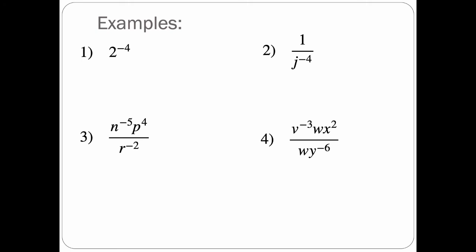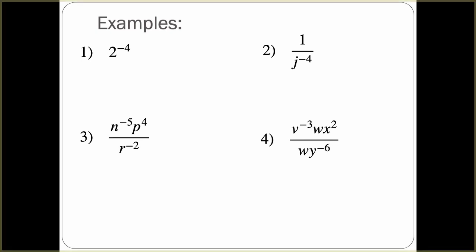So first, let's take 2 to the negative 4th. And what we do first with the negative exponent is we move it. Remember, 2 to the negative 4th is like being 2 to the negative 4th over 1. We flip it, we move the 2 to the negative 4th to the denominator, and we get 1 over 2 to the 4th. And again, if we take 2 to the 4th on your calculator, if you need to, it is 16. So we get 1 over 16. If we have 1 over j to the negative 4th power, again, we are going to move it. Since the negative exponent's in the denominator, we are going to move it to the numerator, and we get j to the 4th.